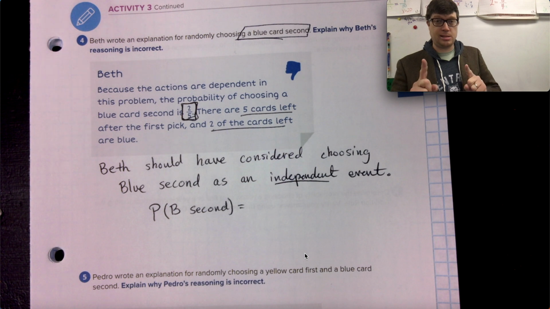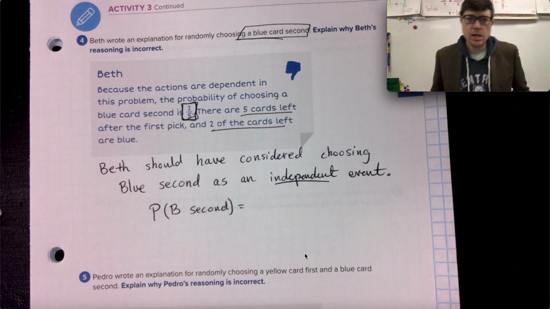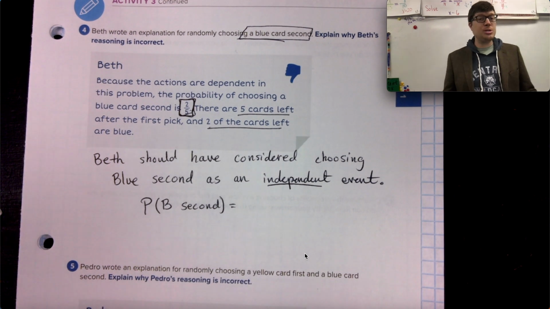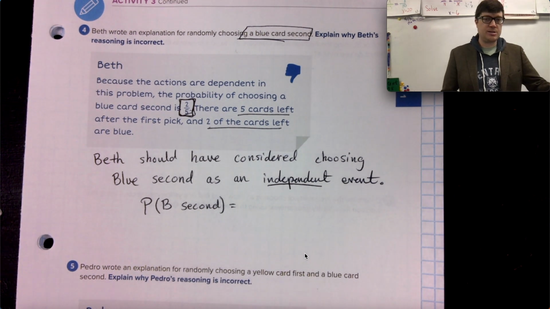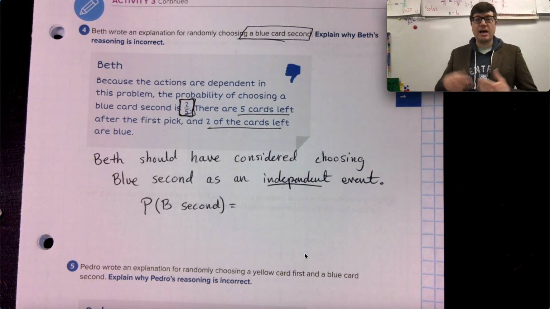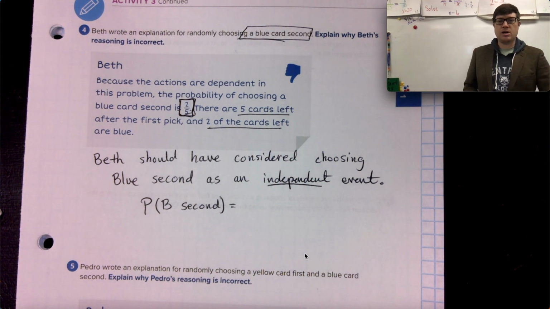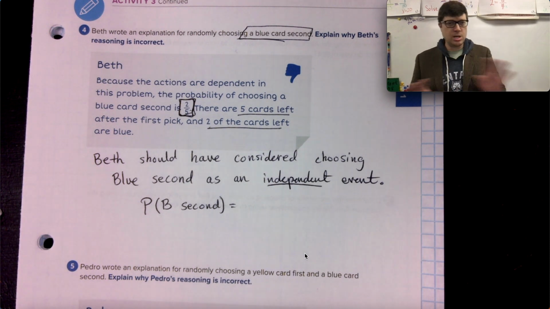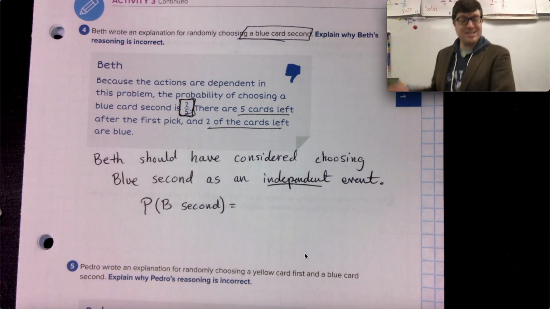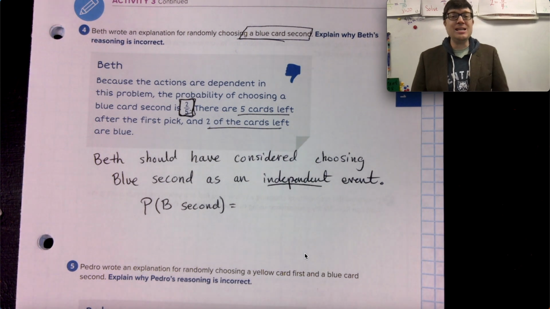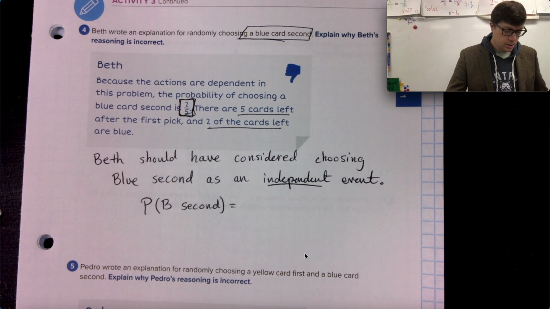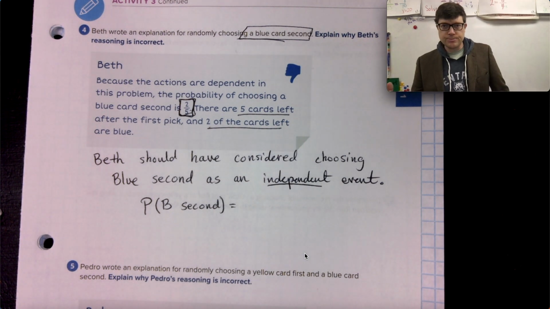She's just forgetting something. Beth says, because the actions are dependent in this problem, the probability of choosing a blue card second is 2/5. No. There are 5 cards left after the first pick, and 2 of the cards left are blue. Stop. The scenario is randomly choosing a blue card second. Think of it as an independent event, and so just consider how many of the cards are blue.